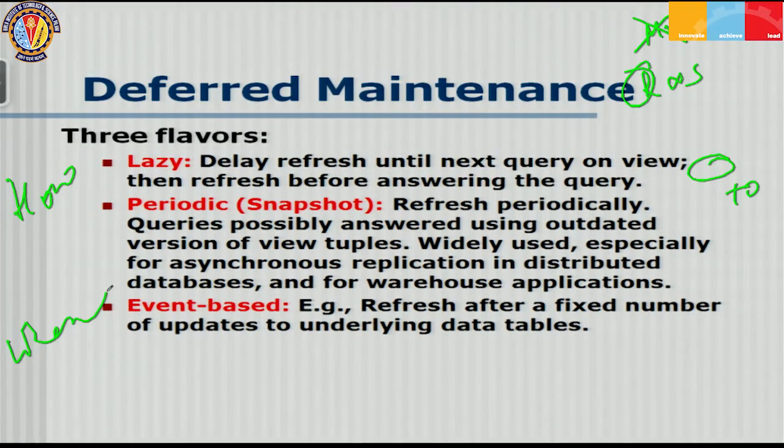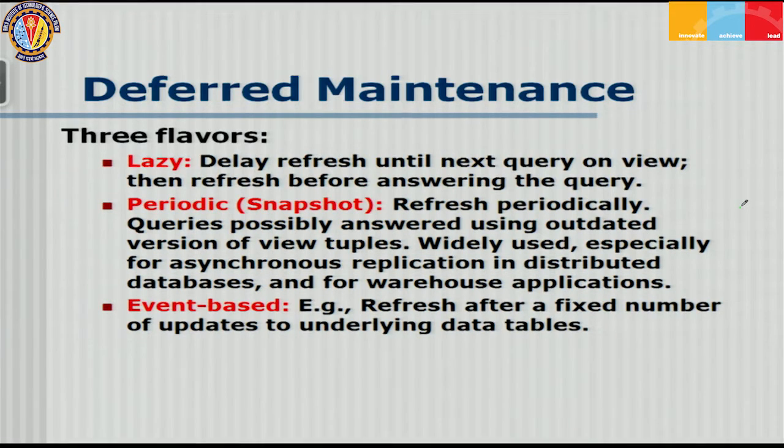Now, deferred maintenance. There is nothing much to discuss in the immediate one, because that you understand. That is part of the query that is updating the underlying tables, and the view is updated accordingly as part of the transaction. So deferred comes in three flavors: lazy, periodic, and event based. Lazy is like this. I have R and S which I have joined. I'll write it like this. So this is a materialized view, R join S.